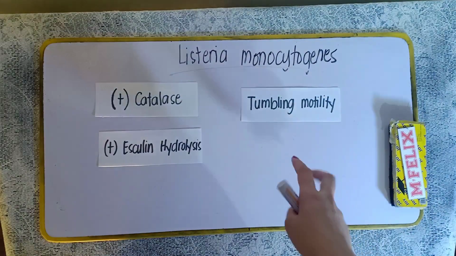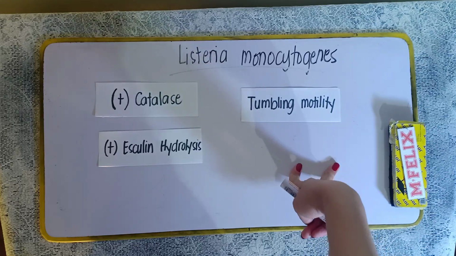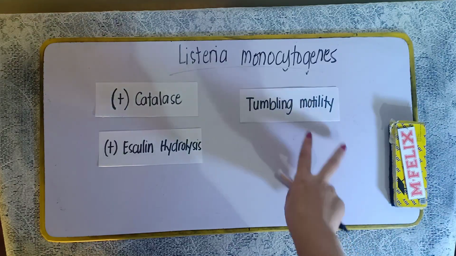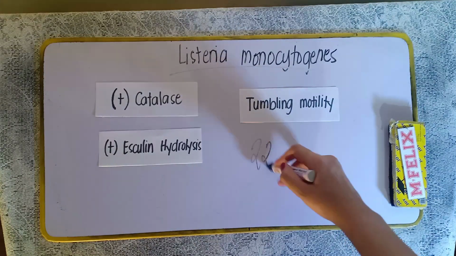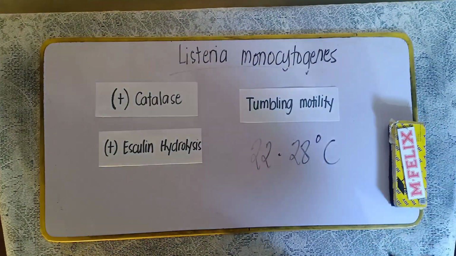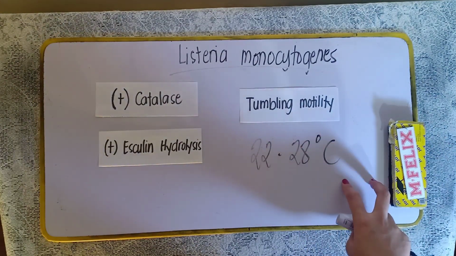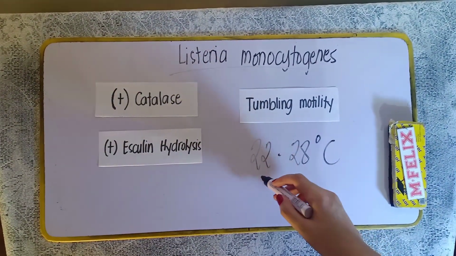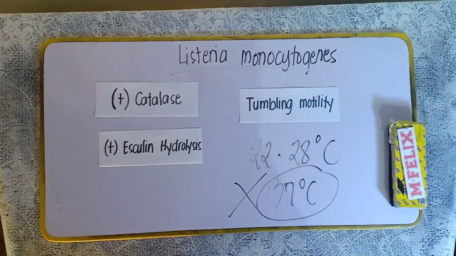Now, take note, class, that this motility can only be demonstrated at temperatures of 22 to 28 degrees Celsius. It can only be demonstrated at 22 to 28 degrees Celsius, but at 37 degrees Celsius, class, take note, it is already inhibited. Okay, it is already inhibited at 37 degrees Celsius.